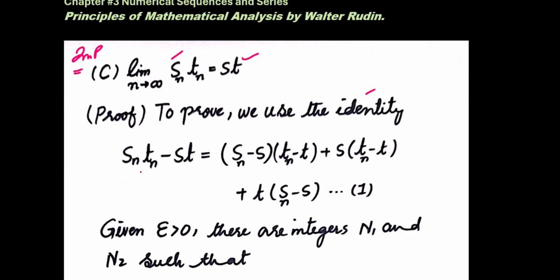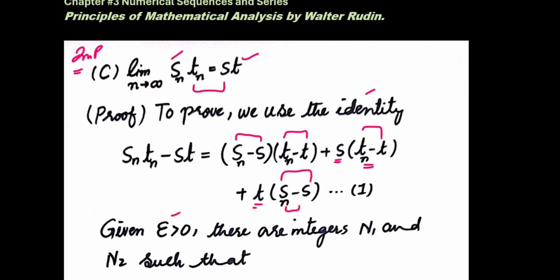This identity says Sn into Tn minus ST, that is the difference of these two expressions, is simply equal to (Sn minus S), that is the sequence Sn with its limit, into (Tn minus T), that is Tn with its limit, plus S times (Tn minus T), plus T times (Sn minus S). When you put S outside, in the bracket we write all terms in the form of T. When T is outside, in the bracket we write all terms in the form of S.